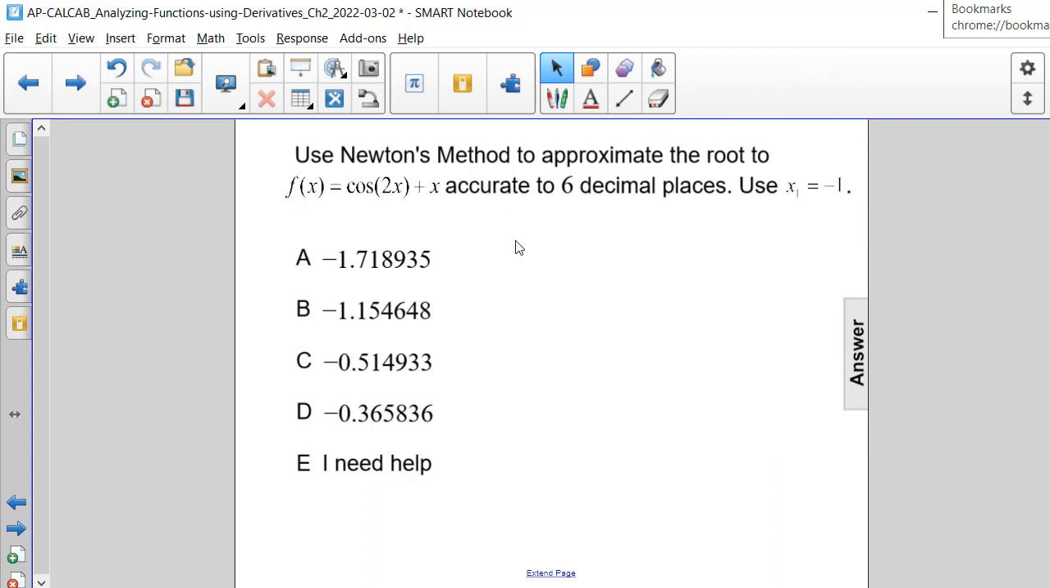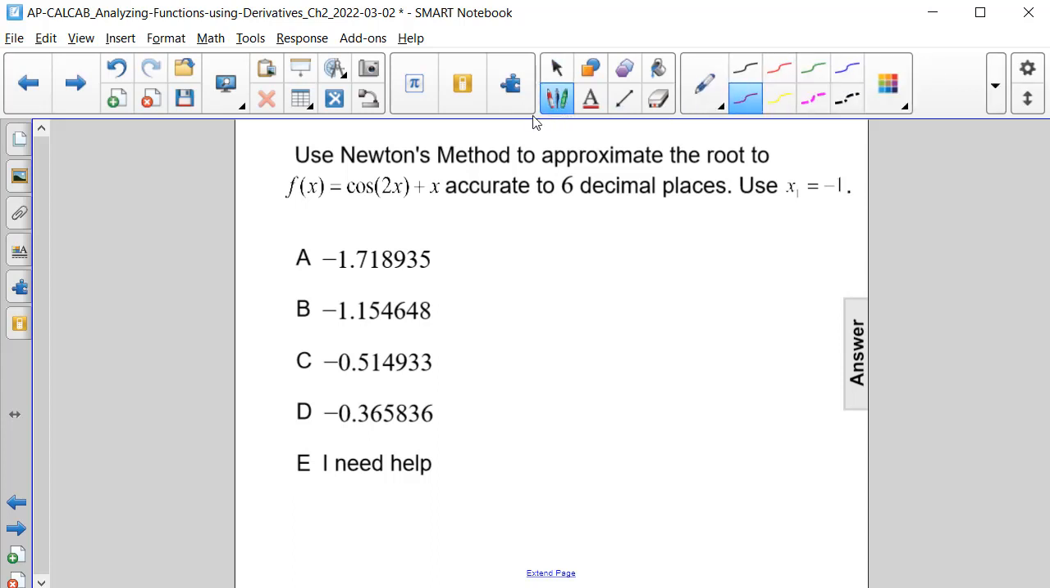Use Newton's method to approximate the root of f of x is equal to cosine of the quantity 2x plus x, accurate to 6 decimal places. Use x sub 1 is equal to -1. Okay, so the first step in this process is going to be to first find the derivative of our function.